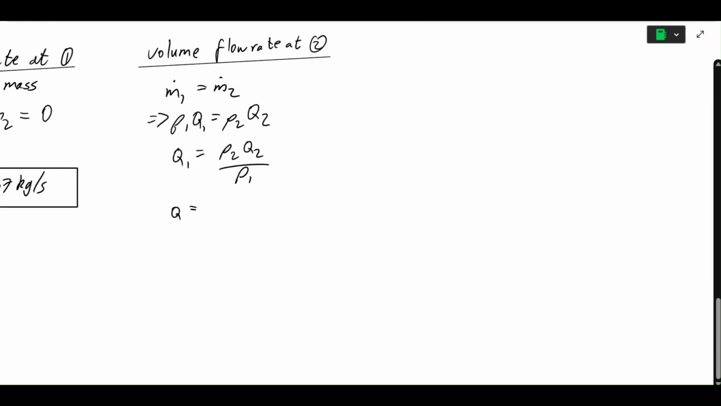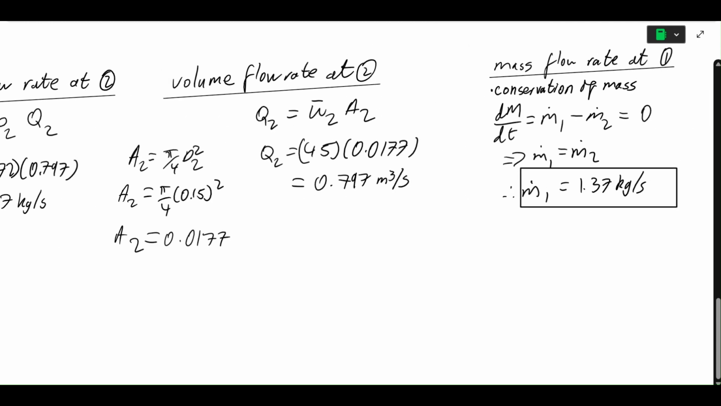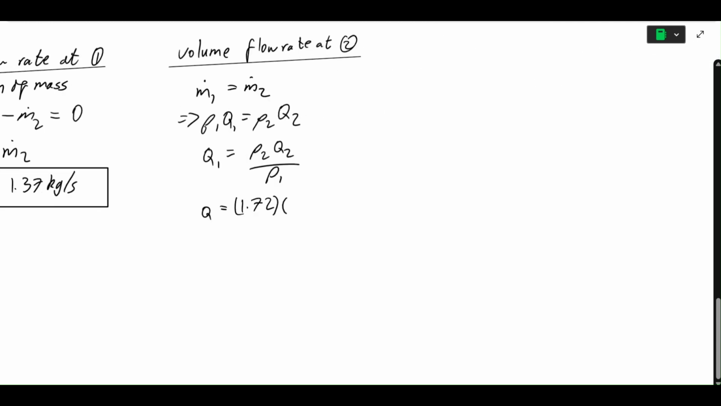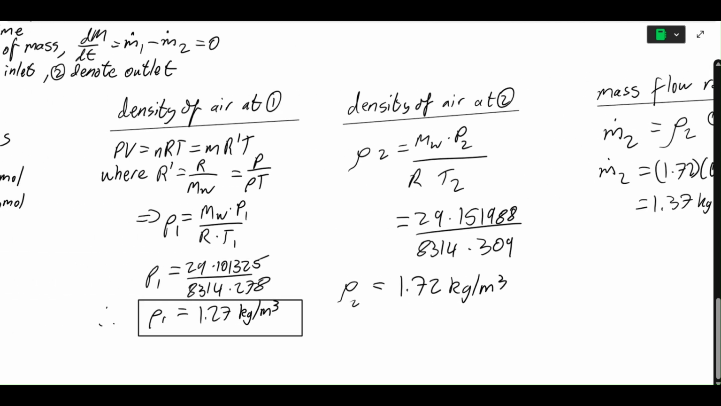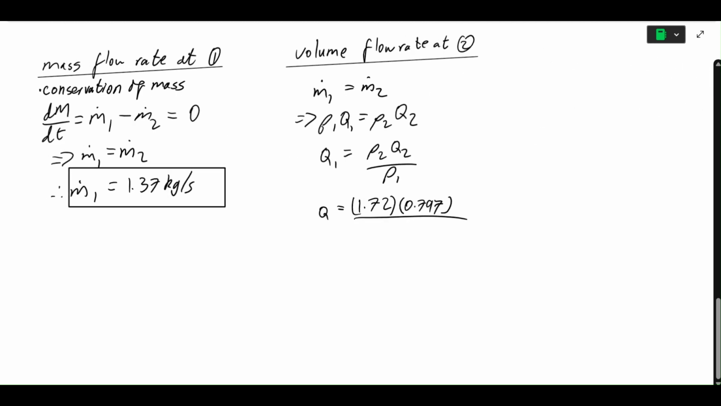1.72 over 1.27. Wait, is that correct? 1.72 multiplied by, is that 0.797? Oh, no. Over, what's rho 1 again? 1.27. Yep.